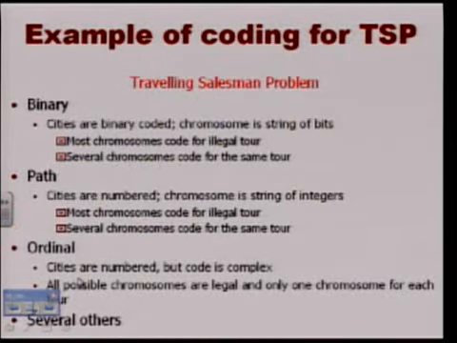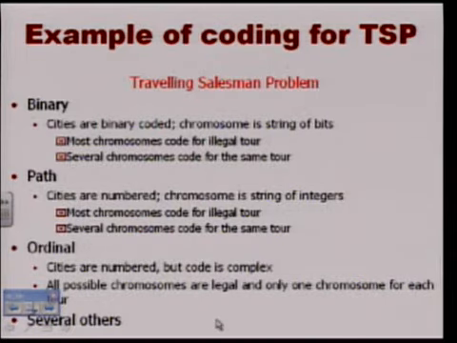Okay, and if you think about it, the genetic algorithm was first designed to tackle some well-known NP-hard problems. One example is the traveling salesman problem. It can be designed using binary encoding, where cities are binary coded and the chromosome is a string of bits. Sometimes you can design it by just using the numbered cities, so the chromosome is a string of integers. And sometimes you can use an ordinal type of encoding. Cities are numbered, but the coding procedure is more or less complex.